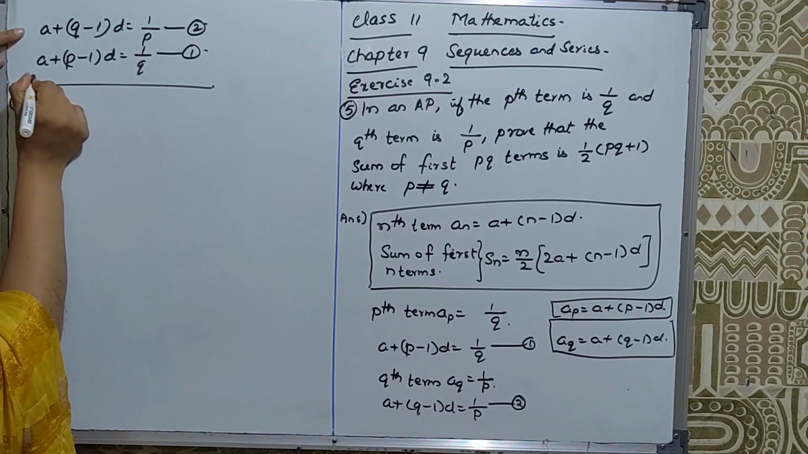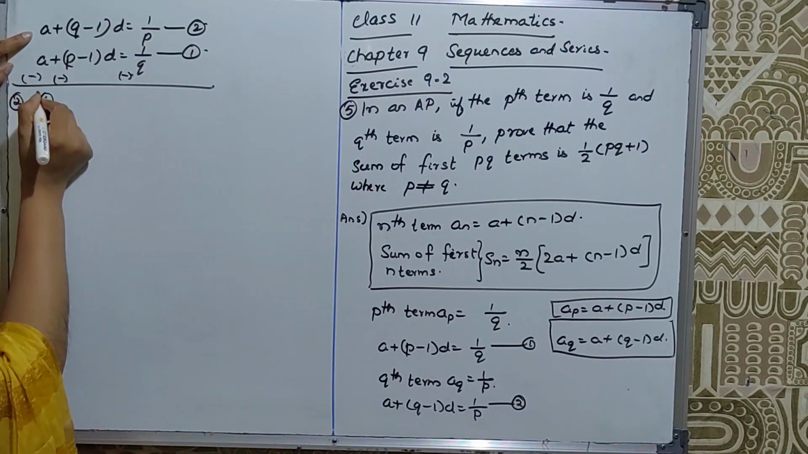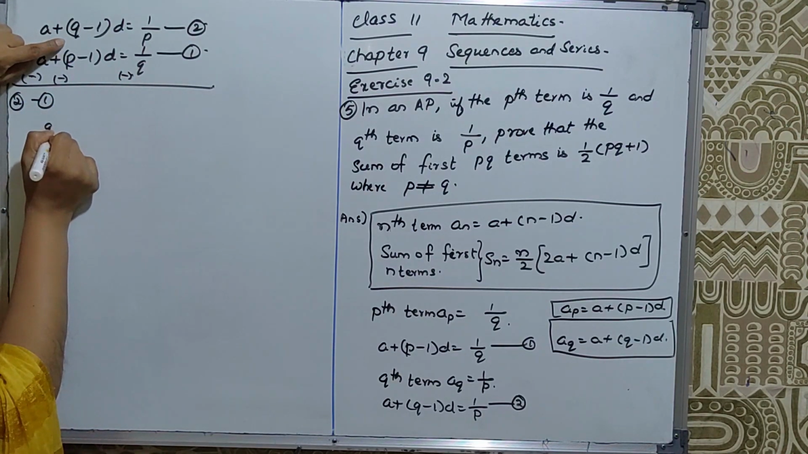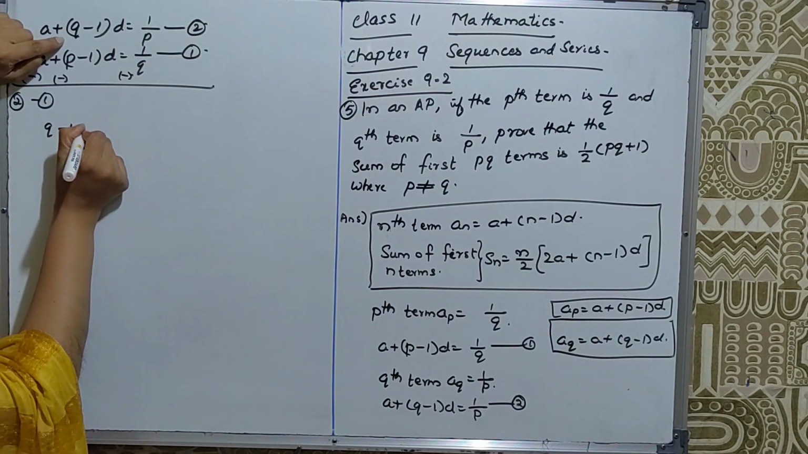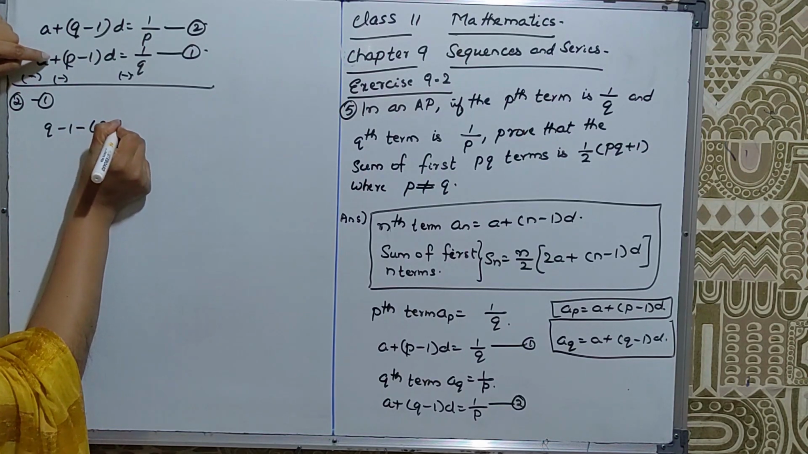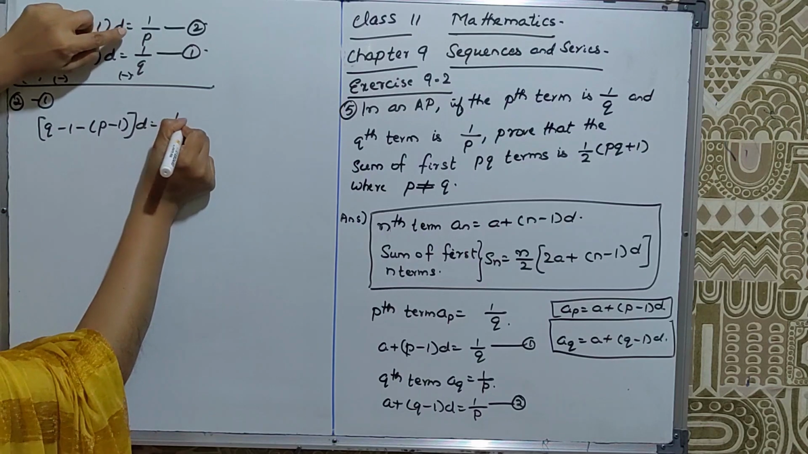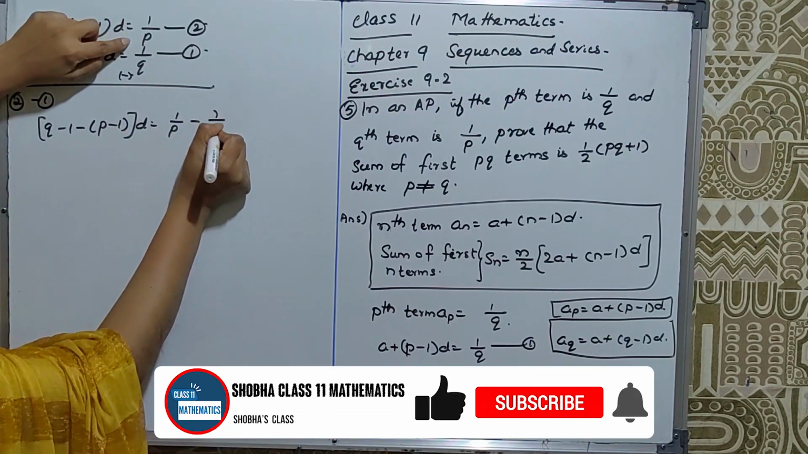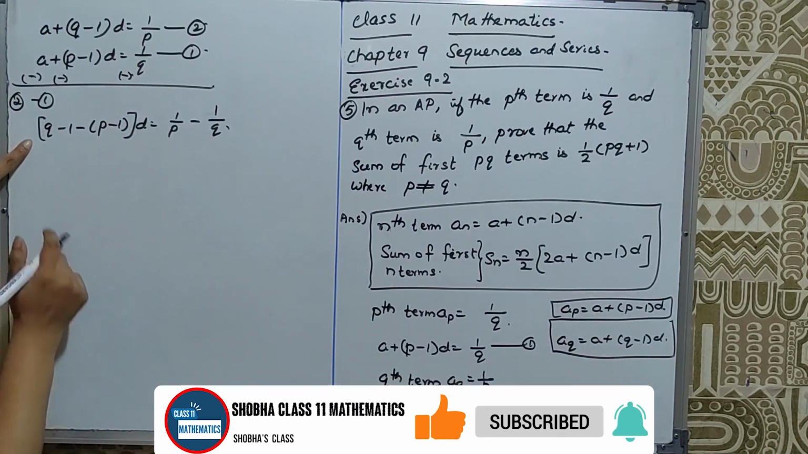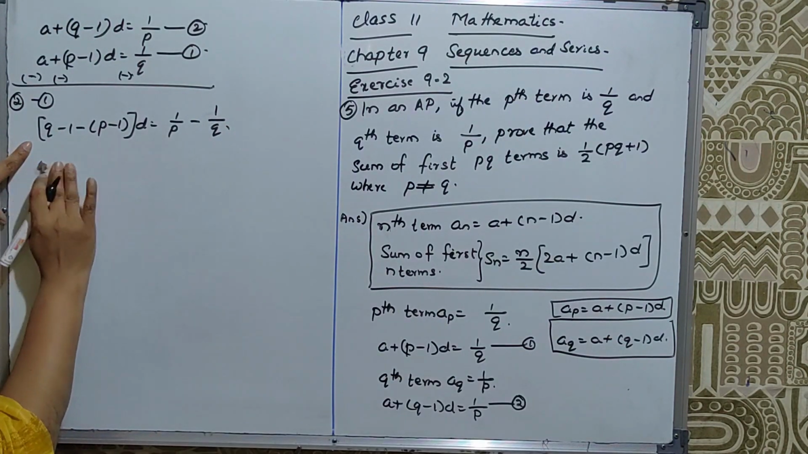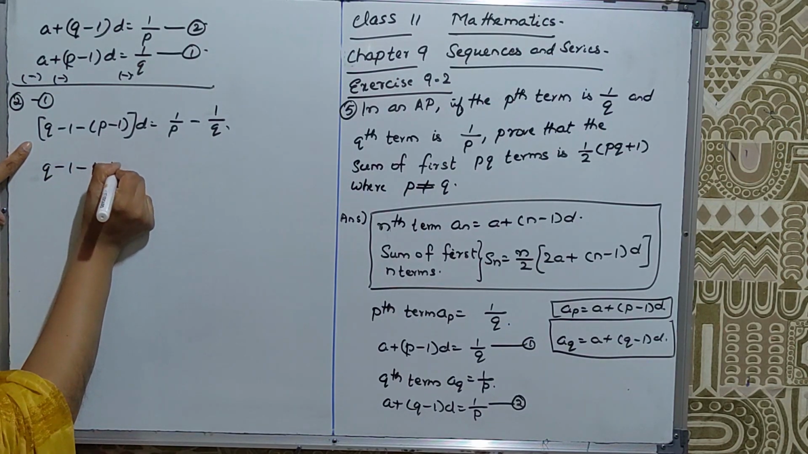Change the sign of the second equation. So minus, minus and minus. So a and minus a will be cancelled. You will get q minus 1, minus p minus 1, full thing into d, equal to 1 by p minus 1 by q. Now here we'll get q minus 1 minus p plus 1 into d.